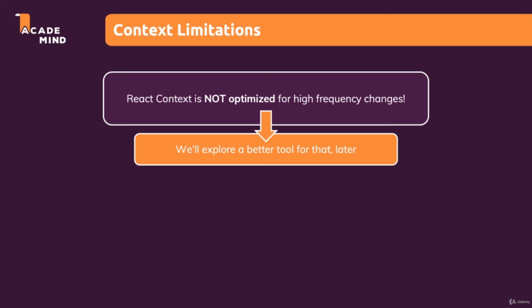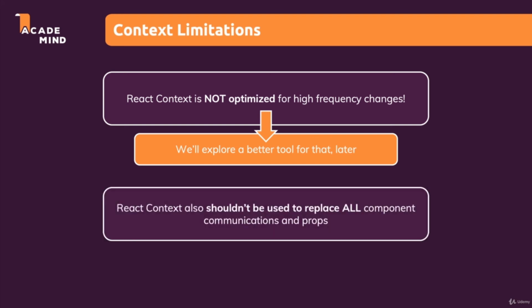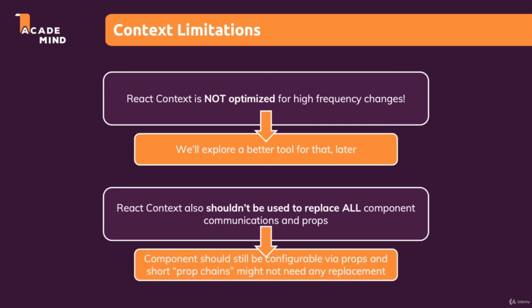And as I mentioned, it should not be used to replace all component communications and props. Props are still vital and important for component configuration. So you should still use props for that and not use context for everything. For replacing long prop chains, it might, however, be worth a look.